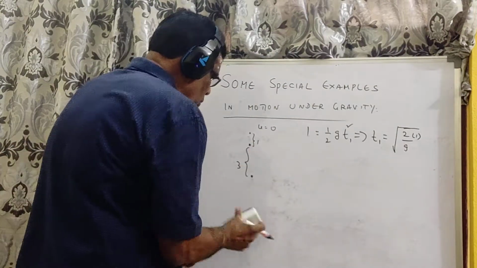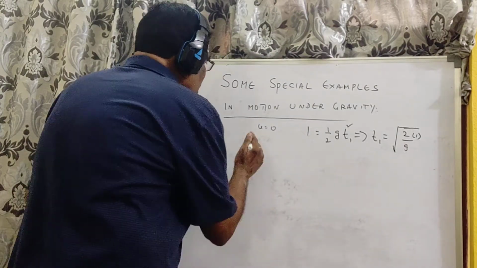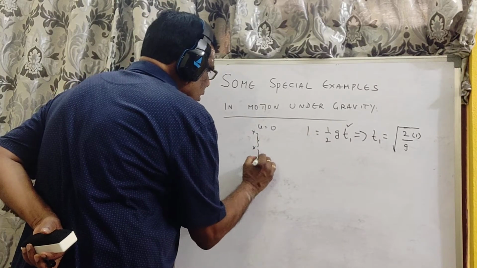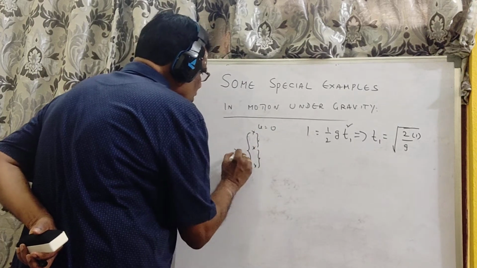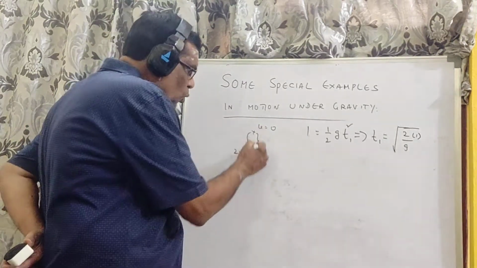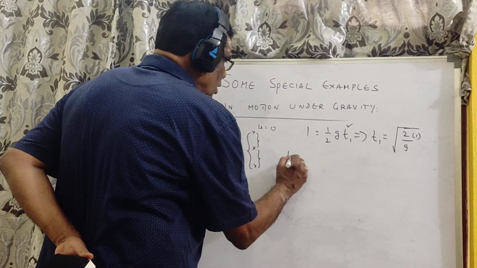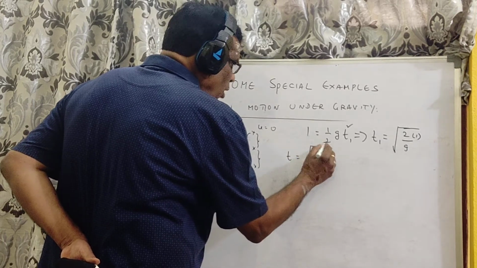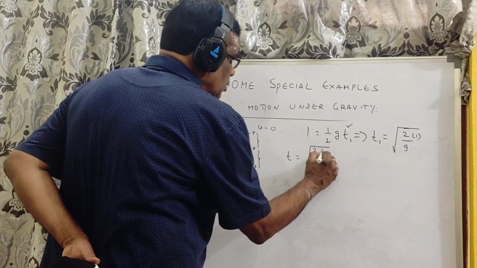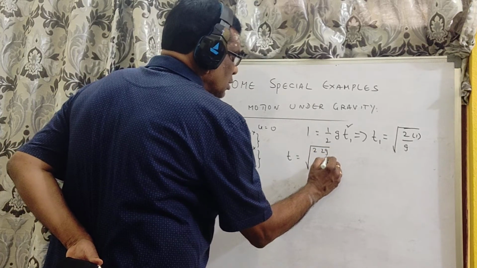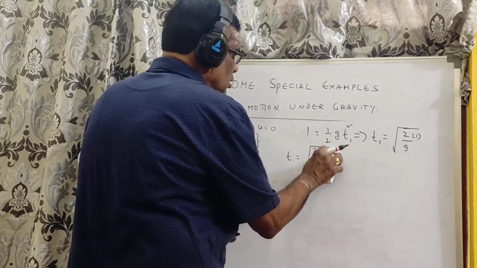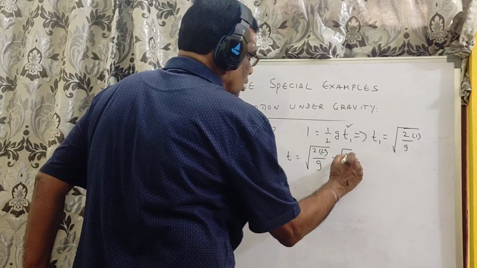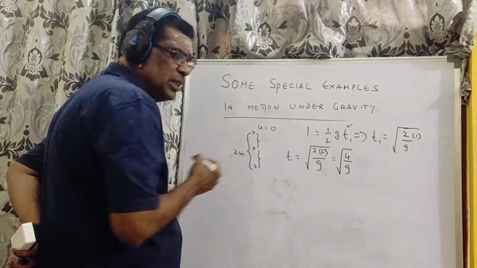Now, suppose you are talking of the first meter. This is the first meter, okay? Now, the second meter is here. Now, this entire thing is 2 meters. So, for the first 2 meters, how much time will it take? T is equal to under root of how much? 2 into 2g by g. How much is that? Under root 4 by g, using half g t square directly.